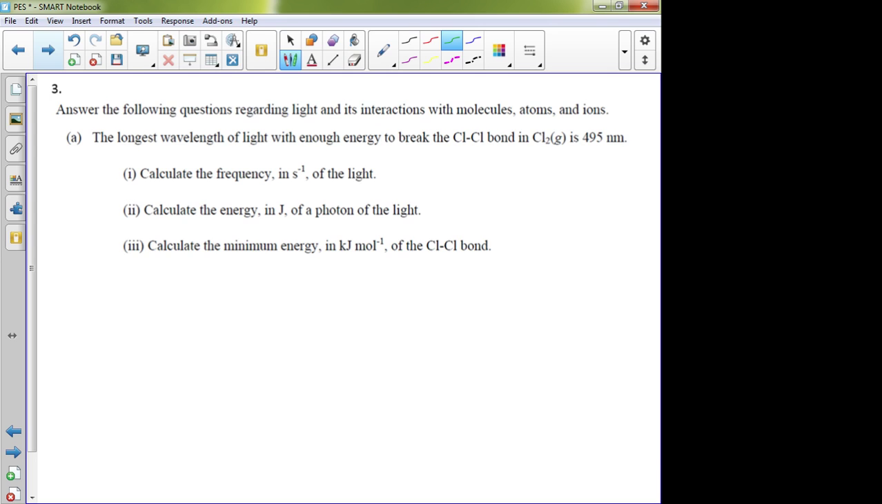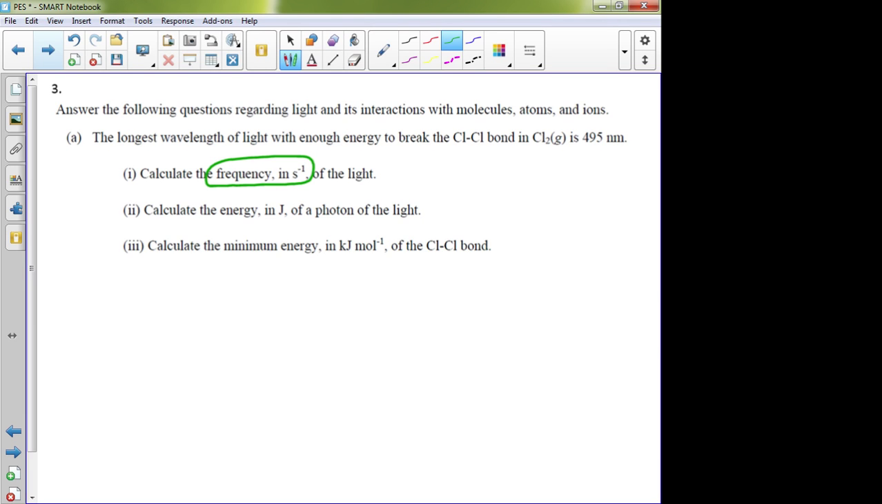3. Answer the following questions regarding light and its interactions with molecules, atoms, and ions. A says the longest wavelength of light with enough energy to break the chlorine-chlorine bond in Cl2 is 495 nanometers. Number 1 says calculate the frequency in seconds to the negative 1 of the light.